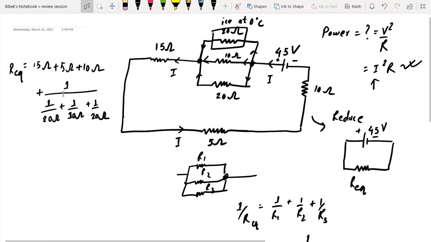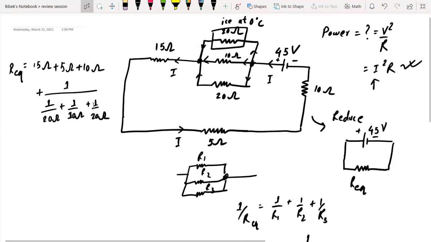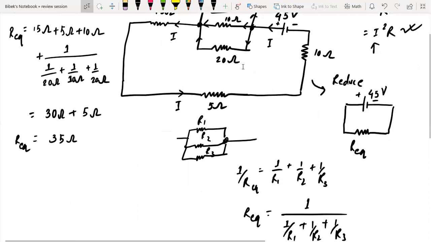So that's why for the parallel ones I'm doing something like this here. If you do this, the sum of the resistors in series is 30 ohm. And if you do this calculation on your calculator, it's 5 ohm. So overall, you have 35 ohms of equivalent resistance. So now your circuit is reduced into this.